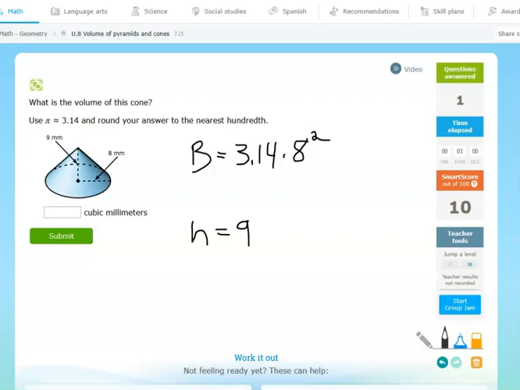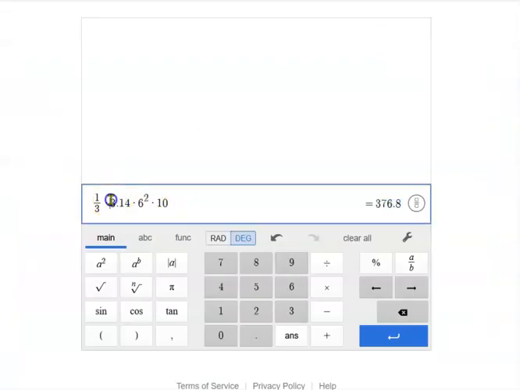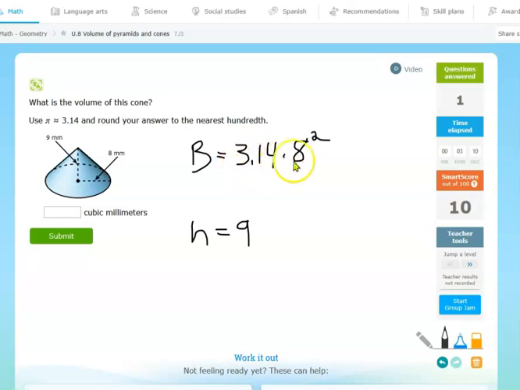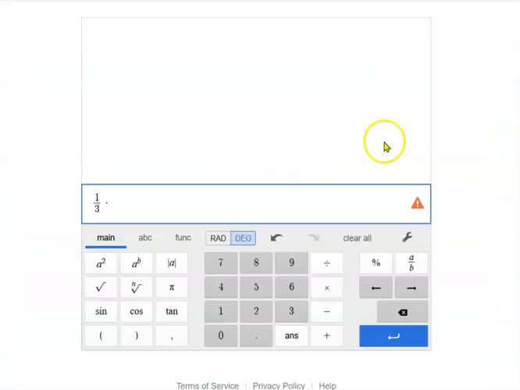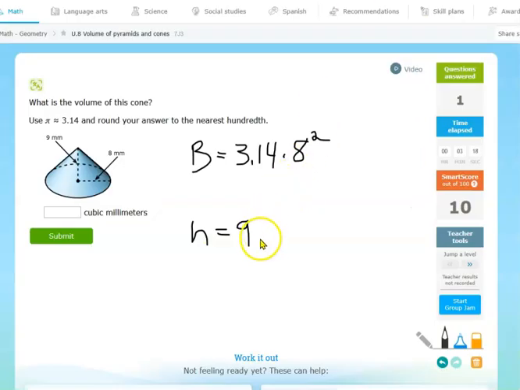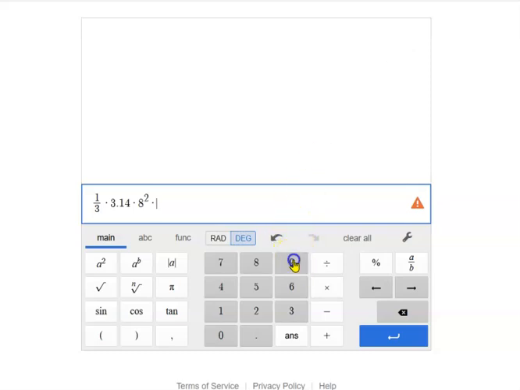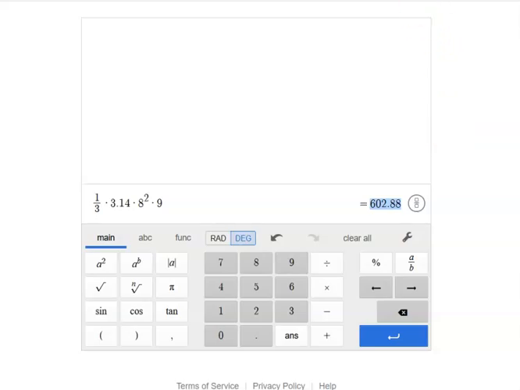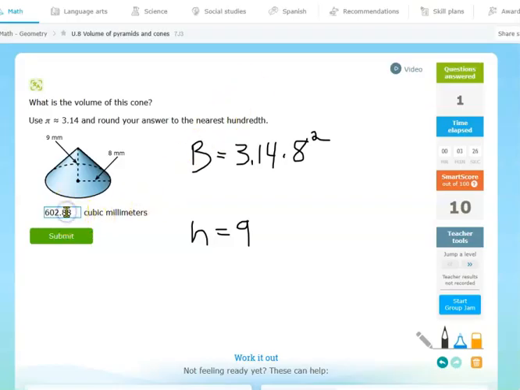Let's go put this in. So remember, we're going to keep the 1/3 and we're going to erase the rest of this. Okay, so the base is 3.14 times 8 squared times the height, and the height is 9. Okay, so 602.88. Again, no rounding needed. We do not have any digits past the hundredths place.